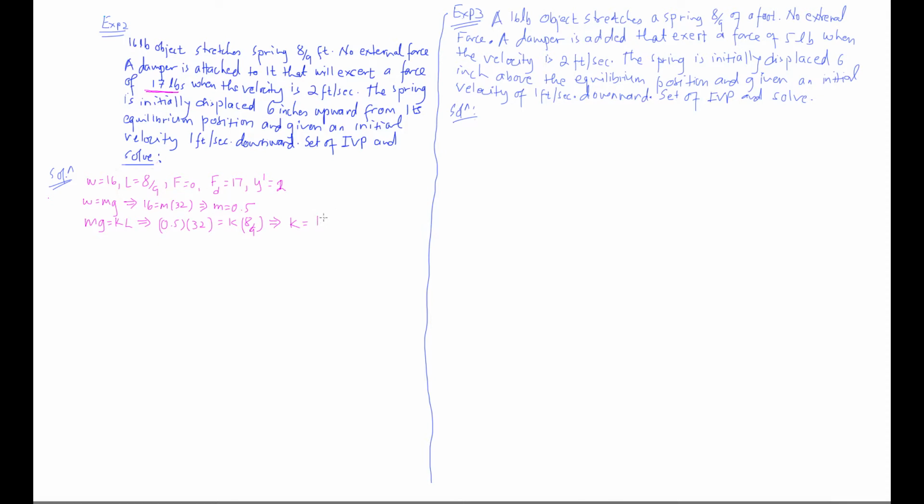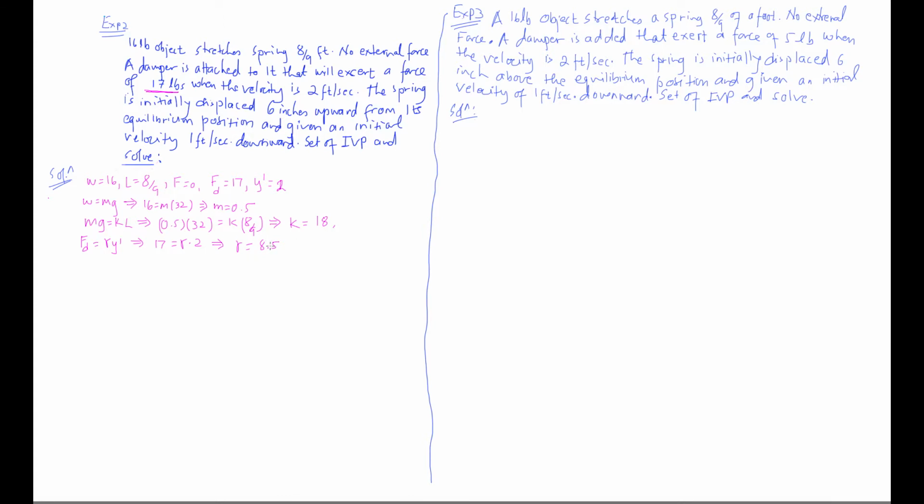This implies k equals 18, as before. And finally, we want to find the damping coefficient, right? So f_d equals gamma times y prime, right? This implies 17 equals gamma times y prime, which is 2. So this implies gamma equals 8.5, right?